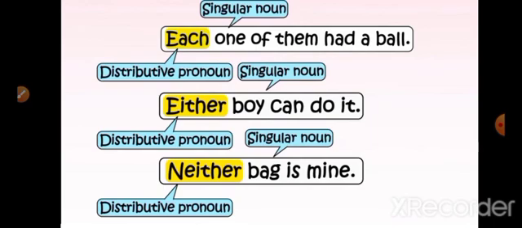Each one of them had a ball. Either boy can do it. Neither bag is mine. Each, either, and neither, when followed by singular nouns, are used as adjectives and hence called distributive adjectives also. So here, each one of them had a ball: each is the distributive pronoun, followed by a singular noun. Either boy can do it: either is the distributive pronoun, and boy is a singular noun. Neither bag is mine: neither is the distributive pronoun, and bag is the singular noun.